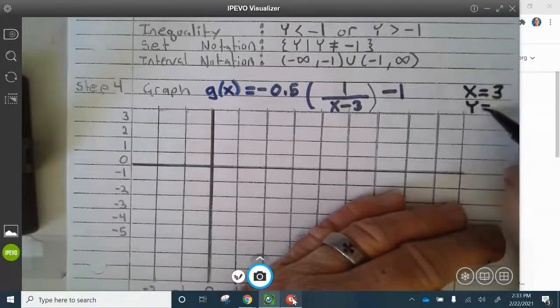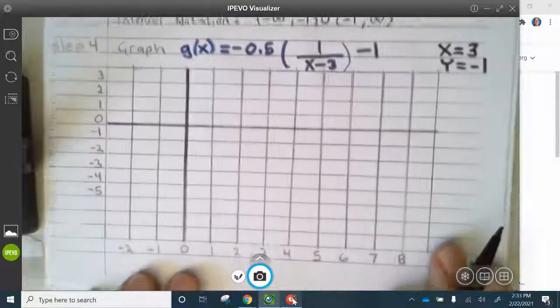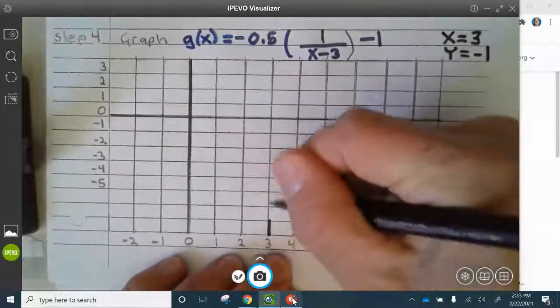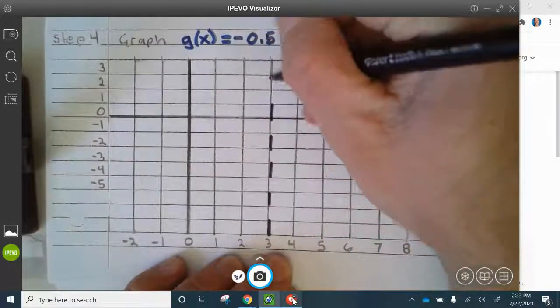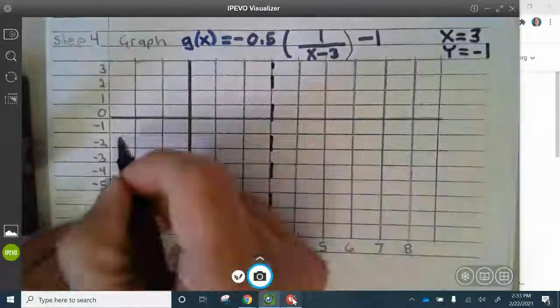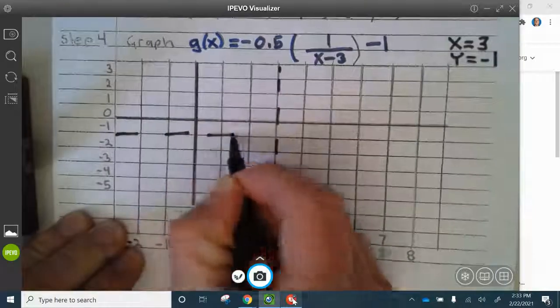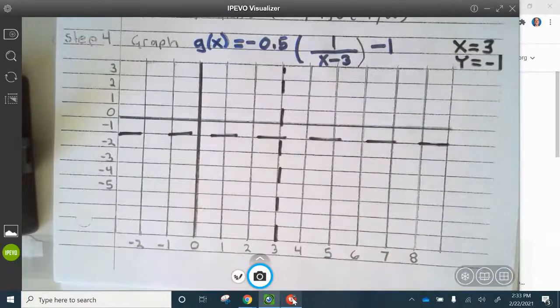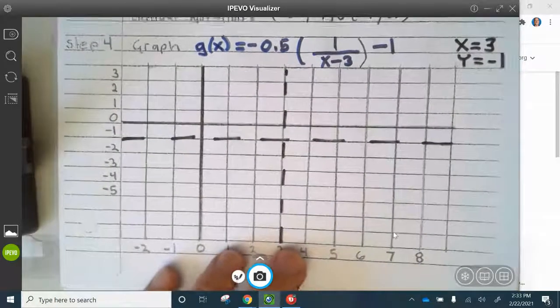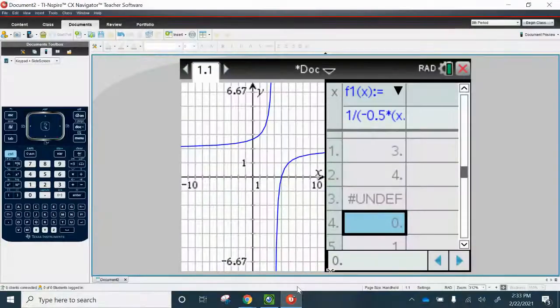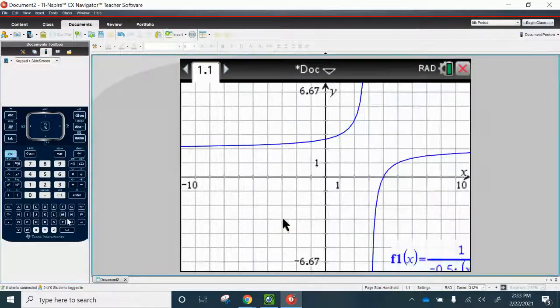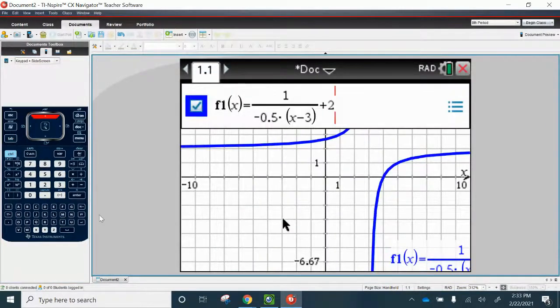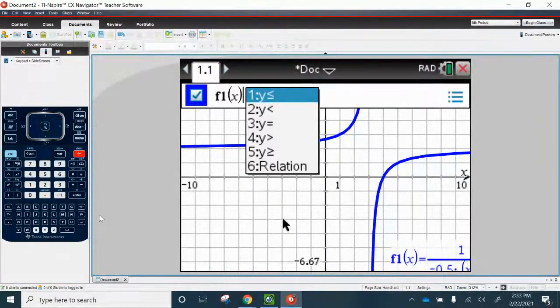So Control T, Tab, delete this. Oh, if that ever happens, just press Escape. And then -0.5 parentheses, Control divide, 1 divided by x minus 3. Draw it once, twice, -1. And it doesn't look like we have exact points, so we're going to press Control T. And we're going to pick the values to the left and right of the asymptote.